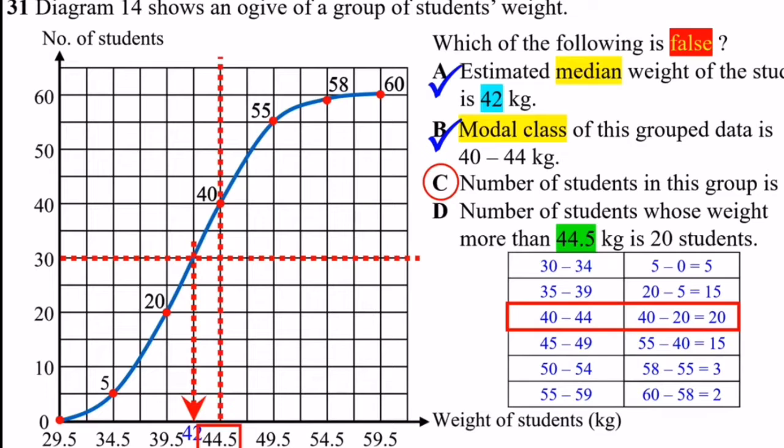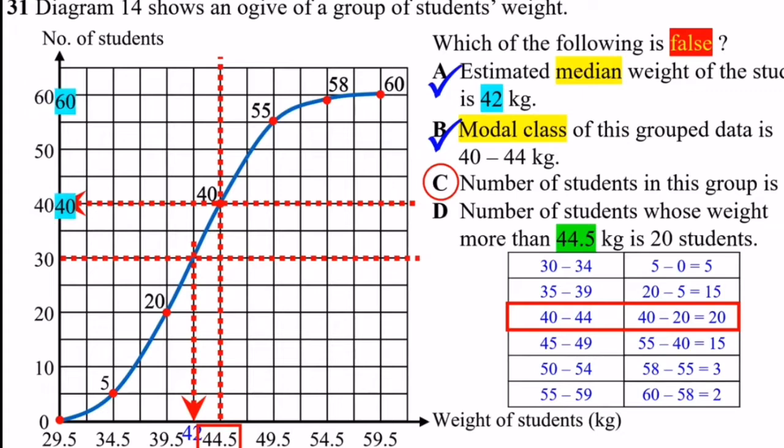Right, the 40 means that the number of students whose weight is less than 44.5 is actually 40 students, less than or equal, all right? So if the question is saying more than 44.5, it should be 60 minus 40, right? So you get 20, so the D is correct.